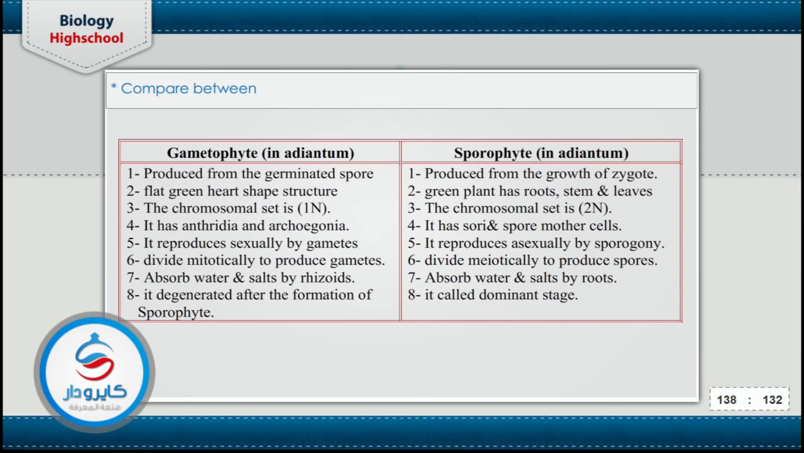The gametophyte absorbs water by the presence of rhizoids, but in the case of the sporophyte by roots. In the case of the gametophyte, the gametophyte degenerates after the formation of the sporophyte, but the sporophyte still produces spores, so it acts as a dominant stage.